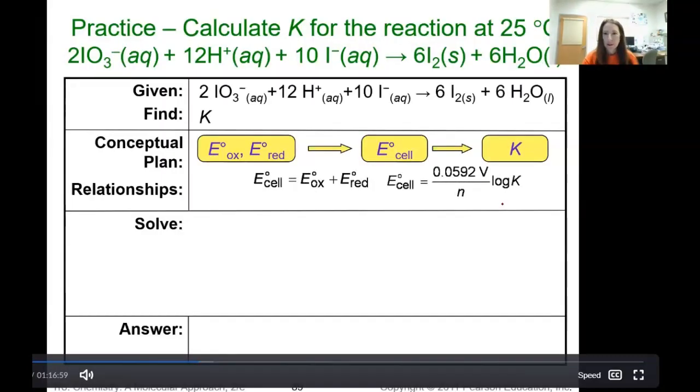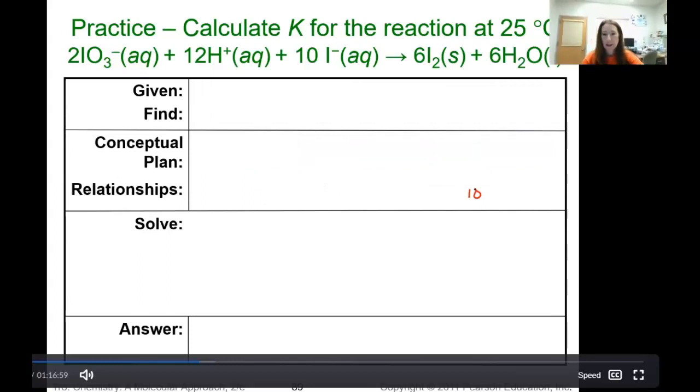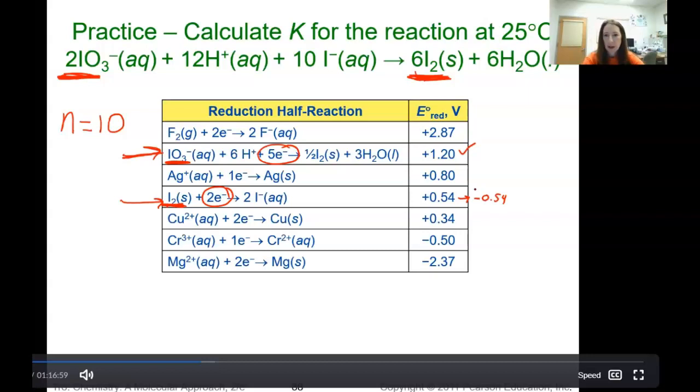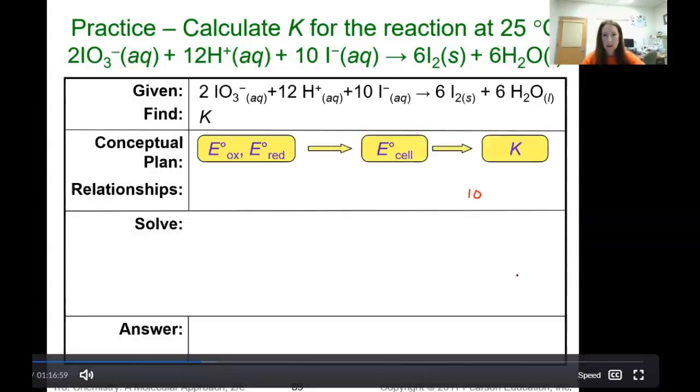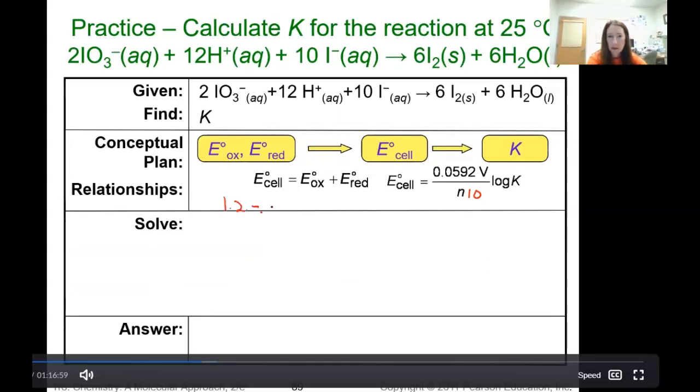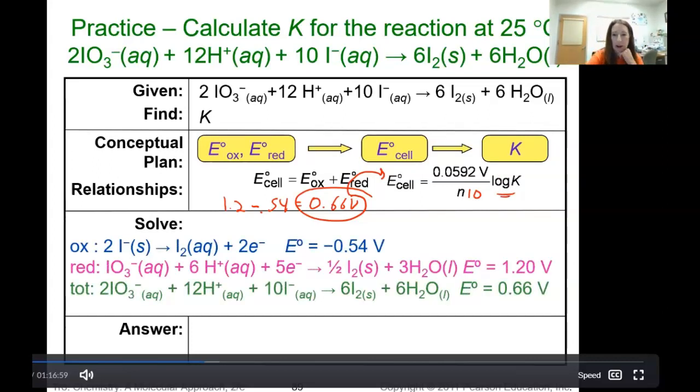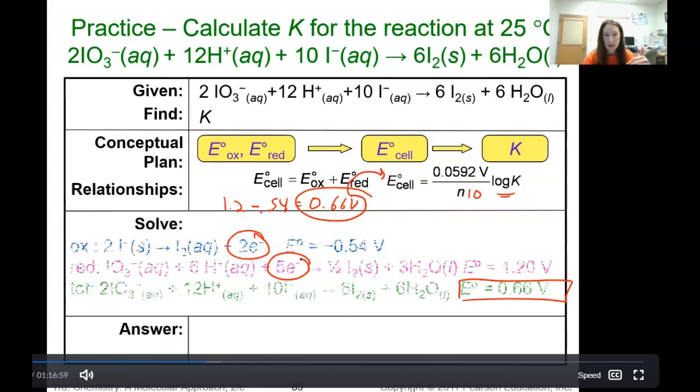Okay, so again, this is going to be 10. I didn't add those, let me see. When we do that, we have 1.2 minus 0.54, so that's like 0.66-ish. So that's our E cell. Our N is 10, and we're just going to solve for the log of our K. When we look at these, this one's 2 and this one's 5, so our total moles are going to be 10 electrons. That's what's going to fall out, so that's what our N is going to be.